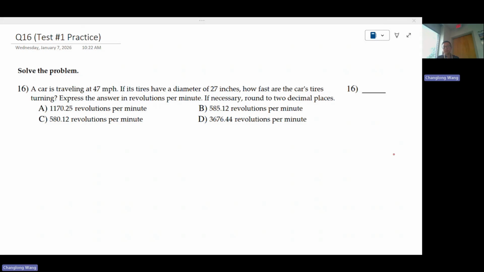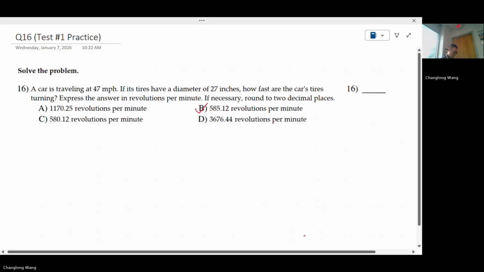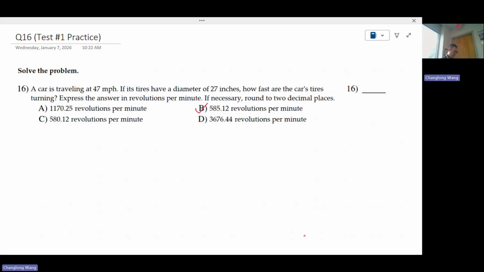All right, let's work this out together. But first off, just want to let you know the answer is letter B. All right. Now, first off, so what? Obviously, that's a problem about the relation between linear speed and angular speed, right?